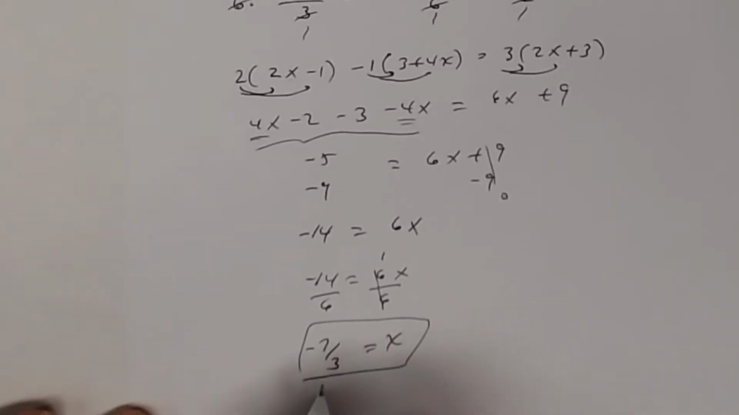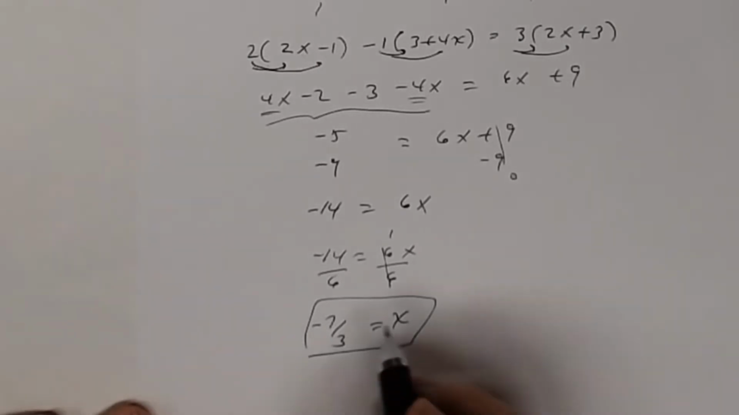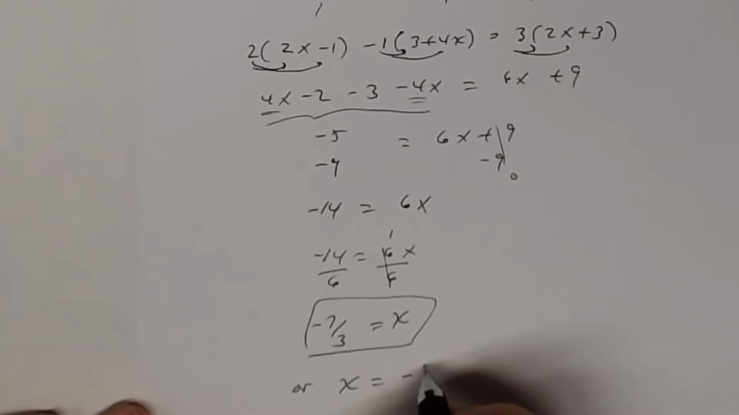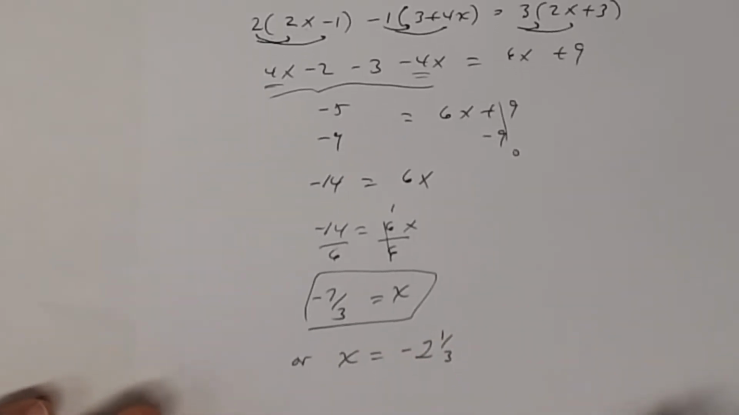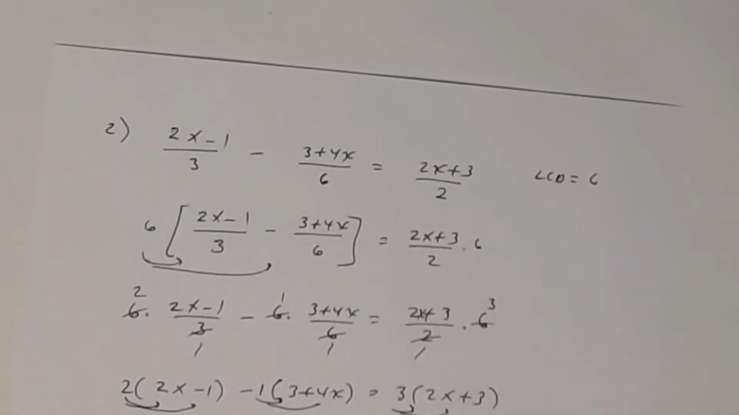Now, again, don't write this as a decimal because it doesn't terminate. So leave it as an improper fraction, or if you want to, you could write it as a mixed number. So you get x equal negative 2 and 1/3. Okay? All right, but don't write it as a decimal unless you're told to approximate. All right, so that was number 2. Okay, let's look at number 3.